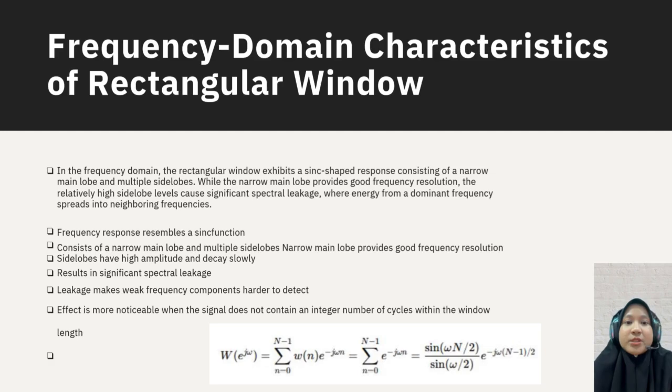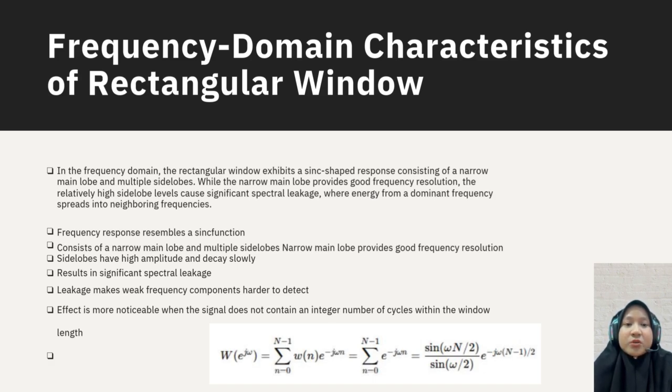The effect of spectral leakage becomes more noticeable when the signal does not contain an integer number of cycles within the window length. In such cases, the energy spreads more significantly across the frequency spectrum. Mathematically, the frequency domain representation of the rectangular window is given, as you can see in the slide. This equation confirms that the rectangular window's frequency response follows a sinc function shape.